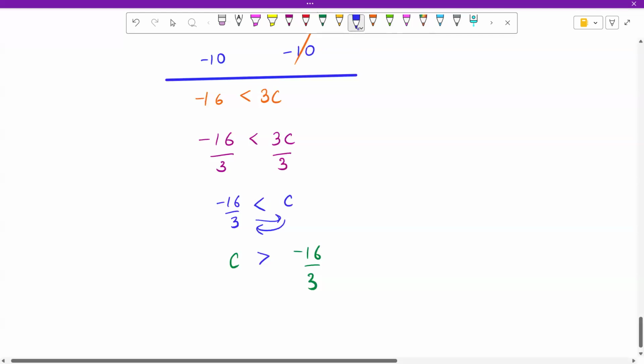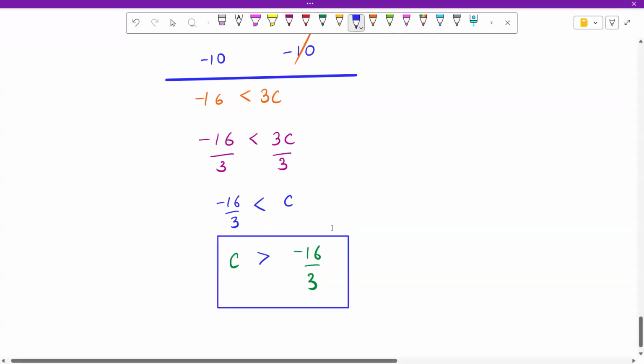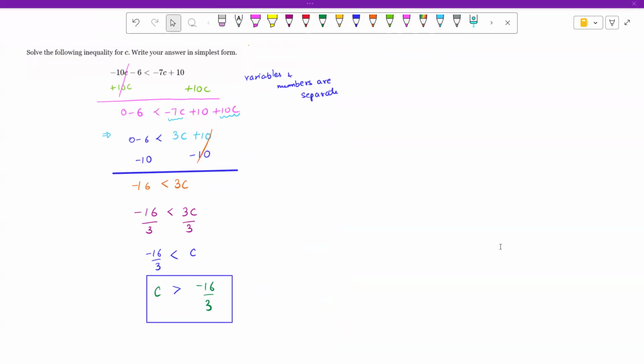Okay. So over here we got C greater than negative 16 over 3, which is the answer for this whole question. Any question in any part? Not anything in specific. Yeah, no, there's no questions. Okay. So you can make a note of this.